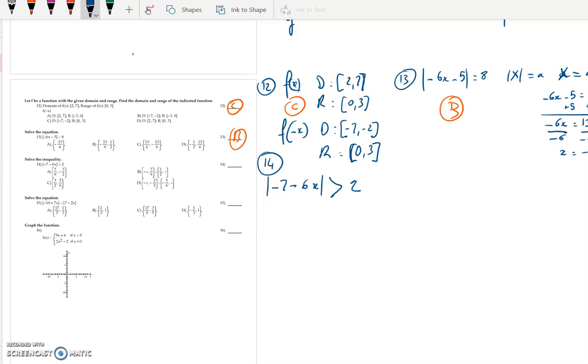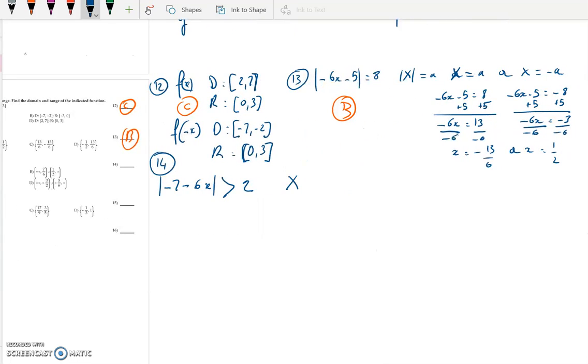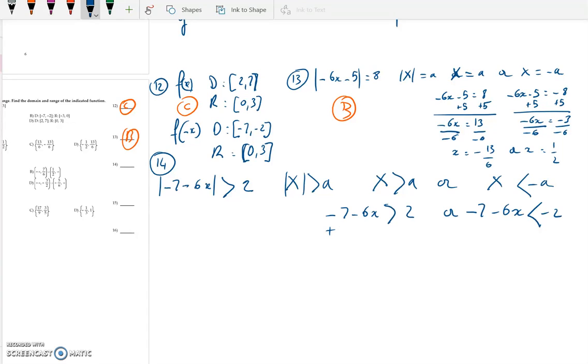Okay guys, so that should make you think about an absolute value expression greater than a number. And when you have the absolute value of an algebraic expression greater than a number, that means the algebraic expression is greater than a, or the algebraic expression is less than negative a. In your case, you got negative 7 minus 6x greater than 2, or negative 7 minus 6x less than negative 2. I'm going to add 7 on both sides.